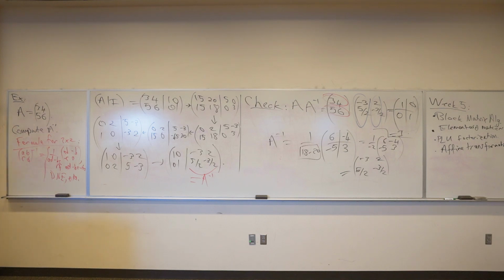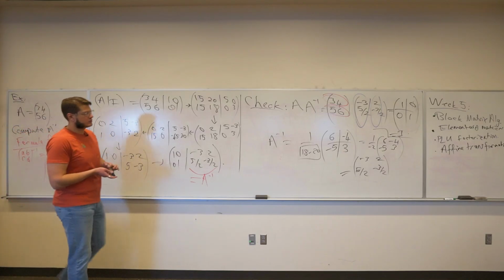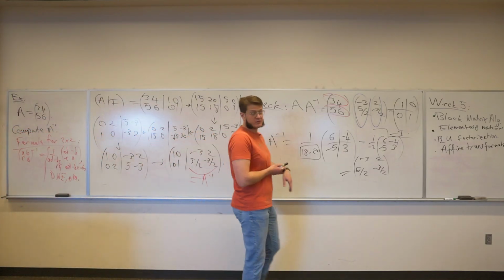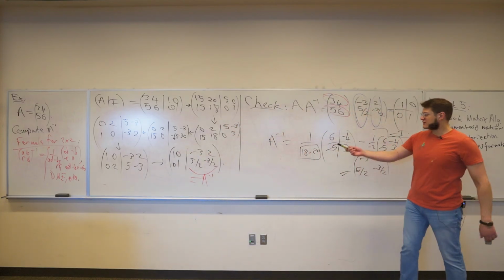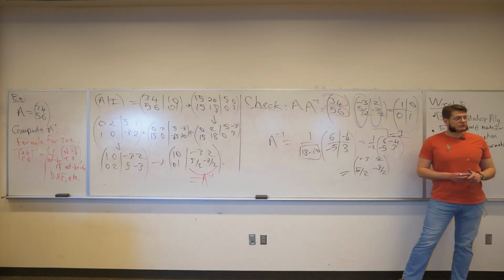Some people find it convenient to remember this, especially if you're doing a lot of calculations with inverting 2 by 2s. It ends up being useful, so you're welcome to use it if you so prefer. If you don't like remembering formulas, you can just do the augmented matrix stuff. Certainly it's a lot faster once you get used to it.